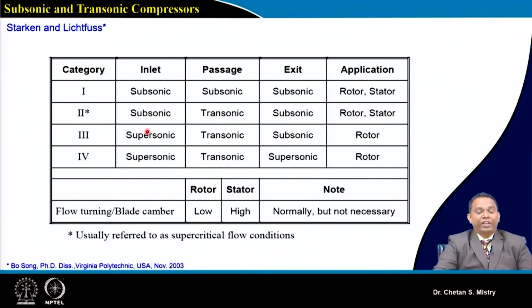The category 3 people have defined as a supersonic entry condition, transonic passage condition and subsonic flow condition at the exit, mainly for rotors they are preferring. So we have discussed all about these configurations. We will be having a supersonic entry condition, transonic passage condition and exit condition to be supersonic. This kind of configuration we are looking for in rotors.